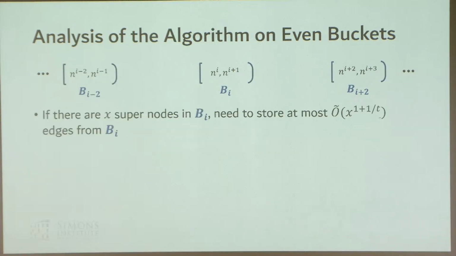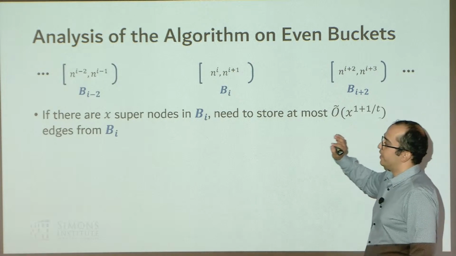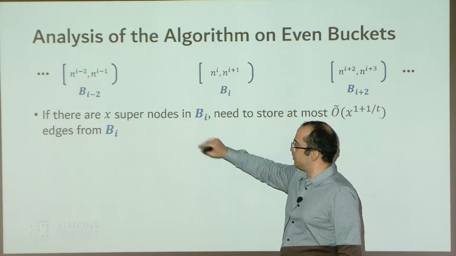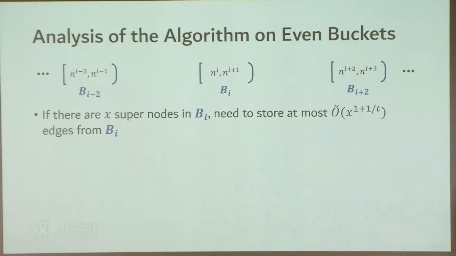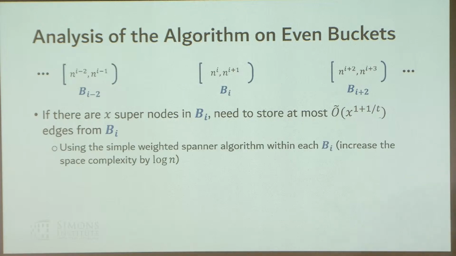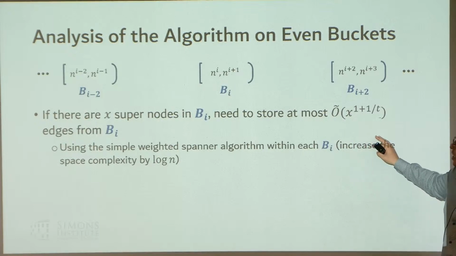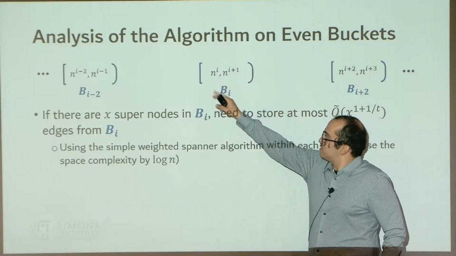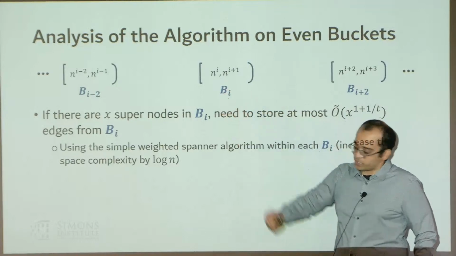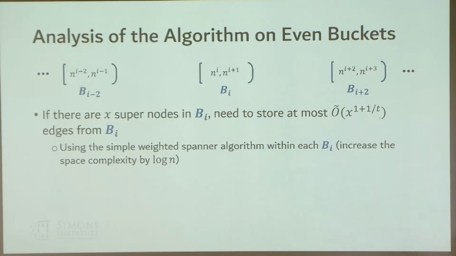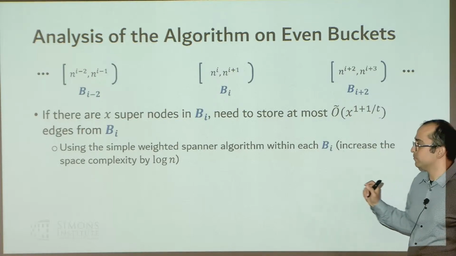Okay, so now that we're here, let's assume that I have x super nodes in B_i, meaning the contracted nodes using the edges in B_{i-2} and below. Then the spanner size would be just x^(1+1/t). Now I can just use the simple weighted spanner algorithm that has log W dependence for the edges in B_i. Why? Because now the difference between the weights of any edges in bucket B_i is just order n, and log W becomes just log n, which is fine for us. So this is what we are doing.